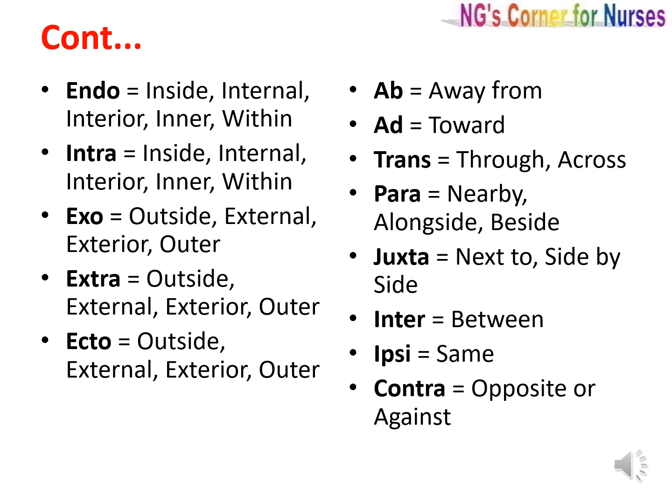Okay. Next is ab. Ab means away from. We know the word abduction, the movement of limb away from the body's midline. Next is ad. Ad means towards. We know the word adduction, here the movement of limb towards the body's midline.